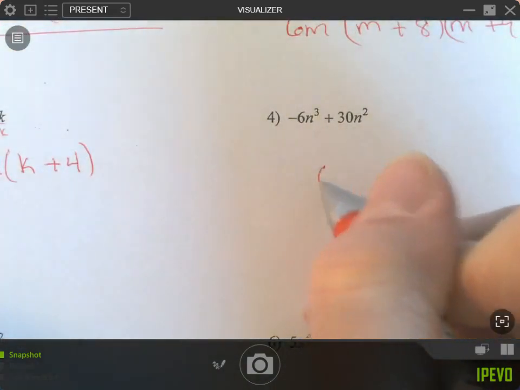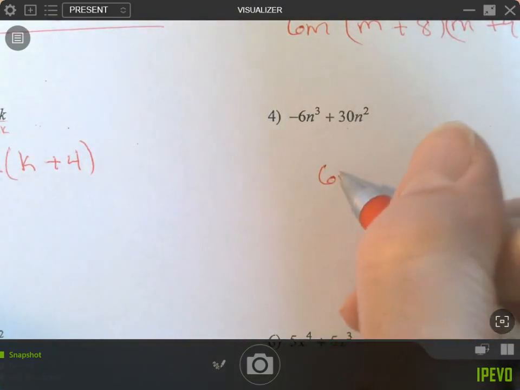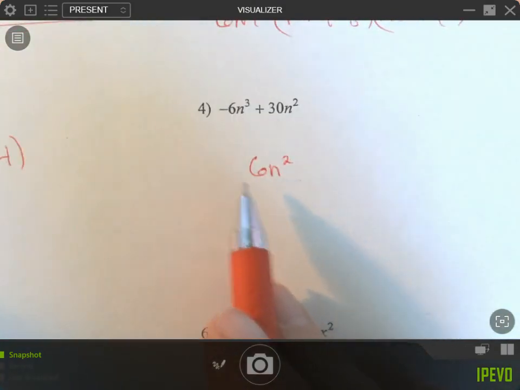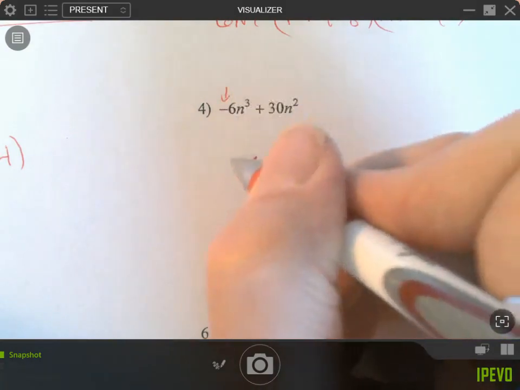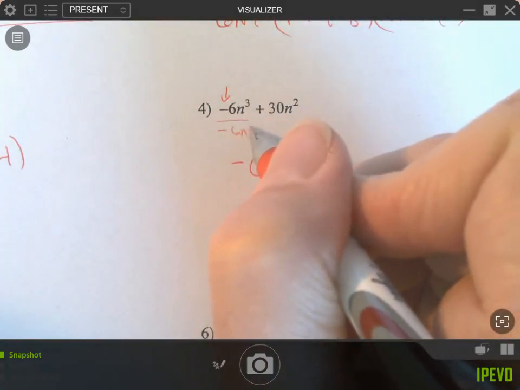Okay, I can take out a 6. Anything else? What about an n squared? Now, okay, so here's the deal. I could take out just a 6n squared. Anytime my first term is negative, I'd want to practice taking that out. So, what's left?